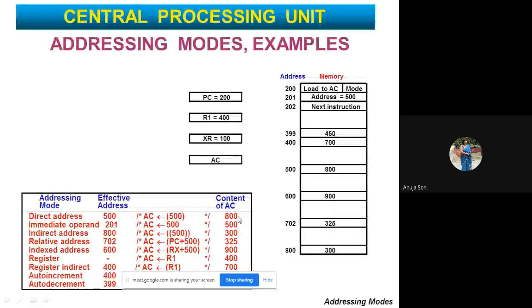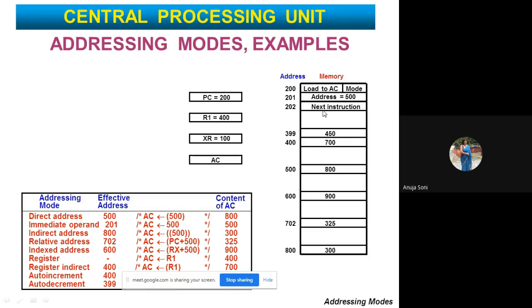The content of AC will become 700 after the execution of this instruction. In case of register indirect, whatever its final address is, this final address will be called the effective address. Now 400 will work as your effective address, and 700 will work as your final value of the operand that ultimately will be stored in AC. So the content of AC after the execution of this instruction will be 700.